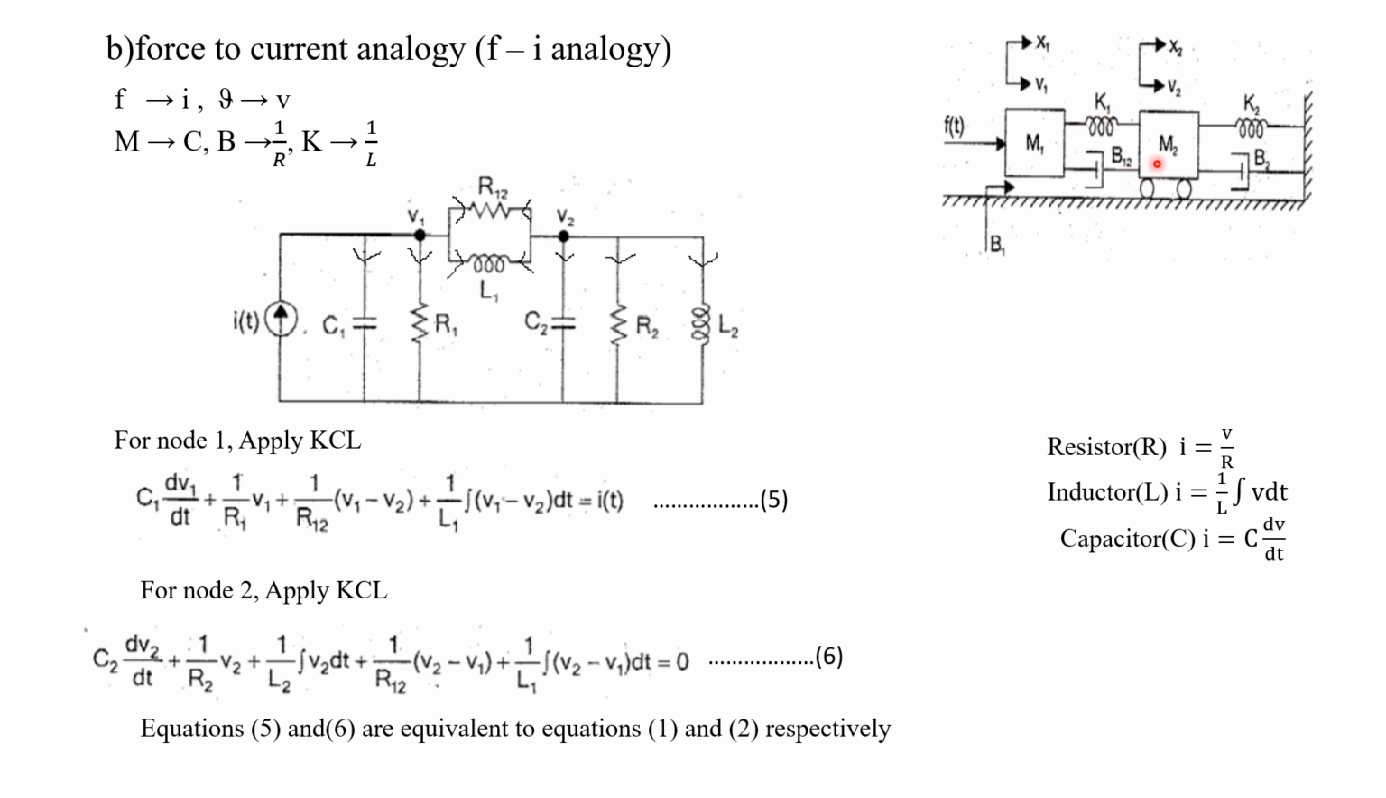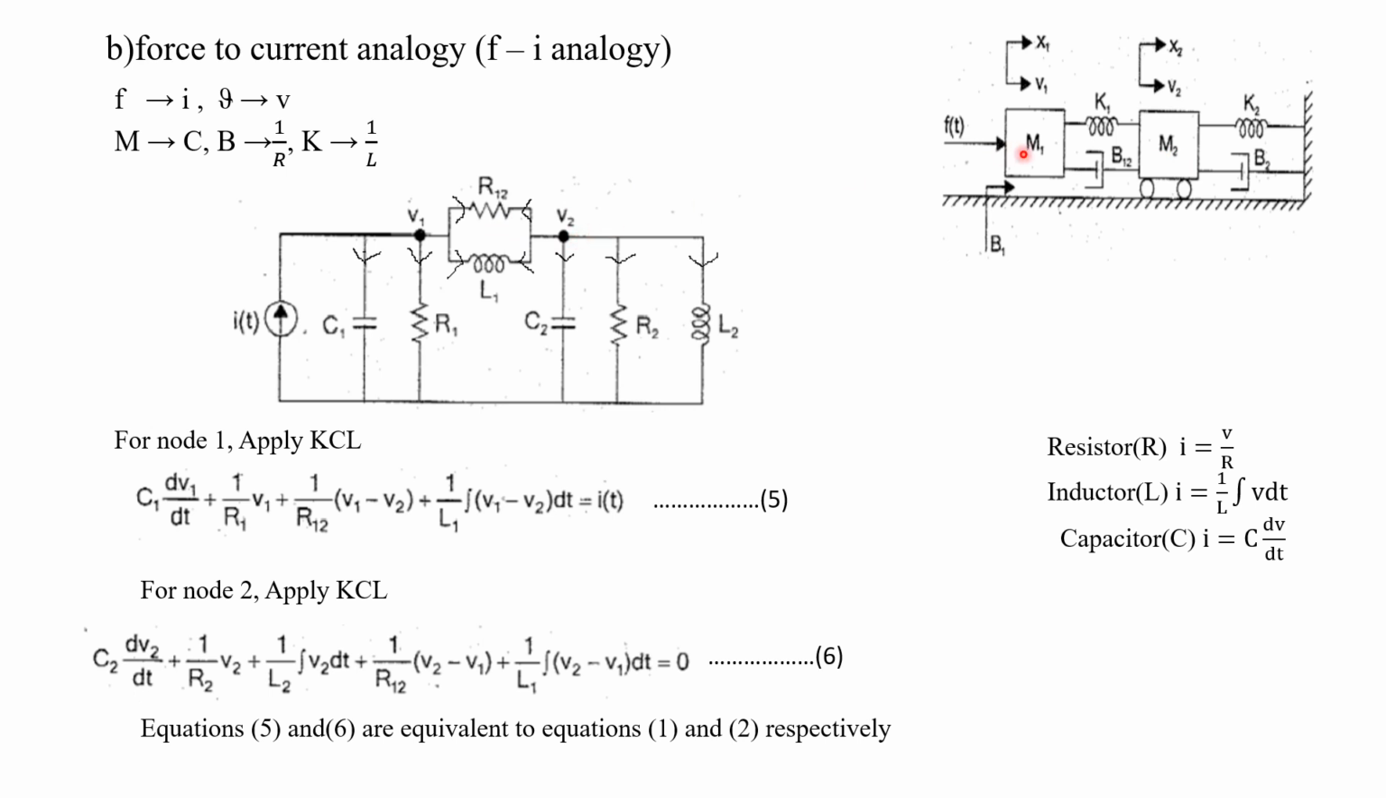So now what we have to do is see this mass M2. In mass M2, we have to see whether there is any applied force. In mass M2, there is no applied force, isn't it? F of t is connected to M1. So for mass M2, there will not be any current source.